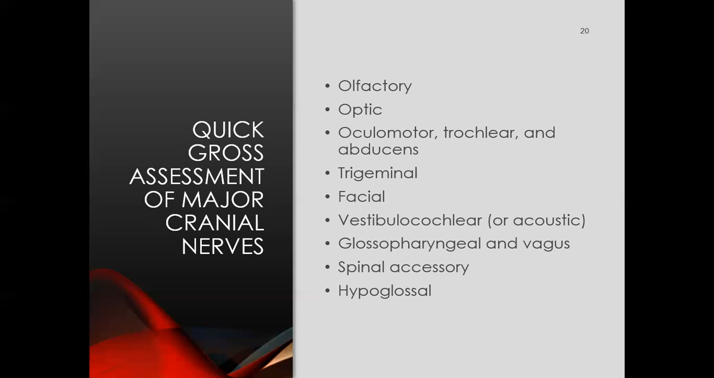For the vestibulocochlear or acoustic cranial nerve, we'll whisper from varying distances, see if they can hear us and tell us what was said. We'll also test their equilibrium with a Romberg test. That's where the patient stands with their feet just barely apart, their eyes closed, and you watch to see if they sway.